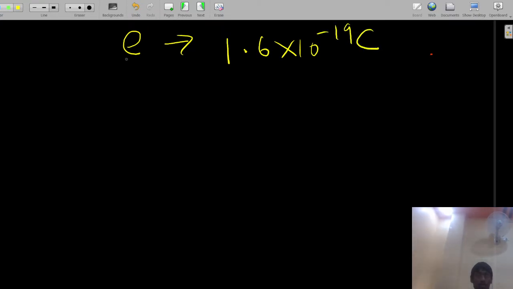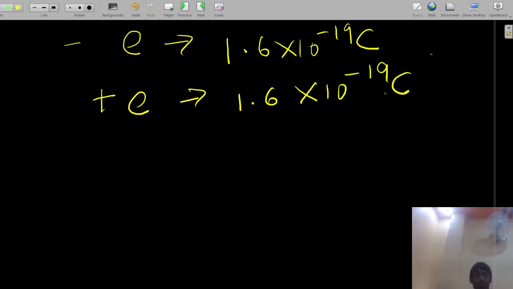Also, the charge e has a value of 1.6 into 10 to the power minus 19 Coulomb, and that is the charge of an electron. It is generally taken as negative, and the charge of a proton is taken as positive, plus e, that is 1.6 into the same 10 to the power minus 19 Coulomb.